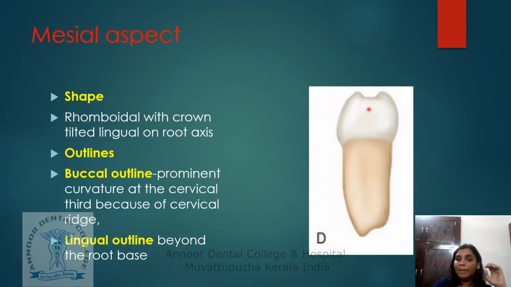The shape of the crown in the mesial aspect is rhomboidal with the crown tilting lingually, and in the outline there is a prominent curvature seen at the cervical third because of the cervical ridge, and this is seen with the buccal outline. And when we talk about the lingual outline, it is extending beyond the root base.